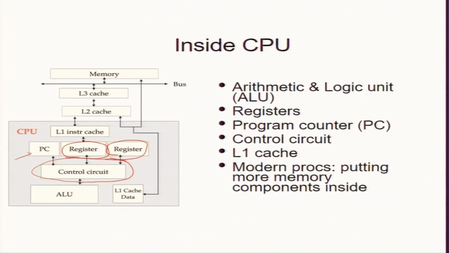Then there is the program counter, and there are reasons why this PC is there. We go from line 1, line 2, line 3, but suddenly there is a jump. If a condition is there, then it will jump to some other program counter. So the program counter keeps track of which line of the code you are executing.